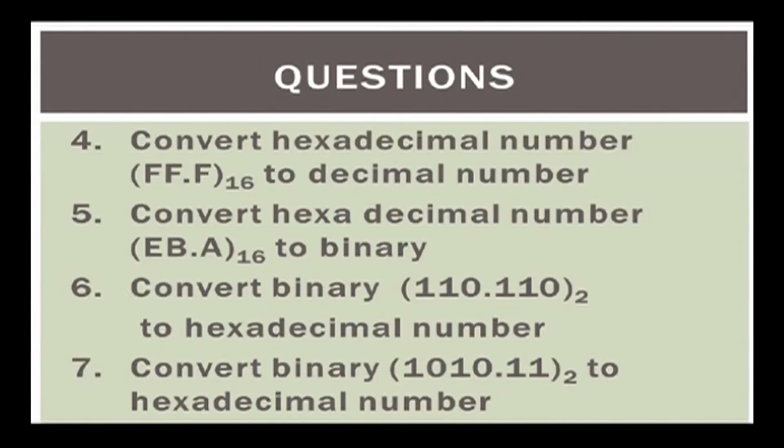Similarly, you convert a binary number to a hexadecimal number. The number given is 110.110. I am giving you a binary number, 110.110. You convert that to a hexadecimal number, and you also take another example, 1010.11. This is a binary number I am giving you, convert it to a hexadecimal number.